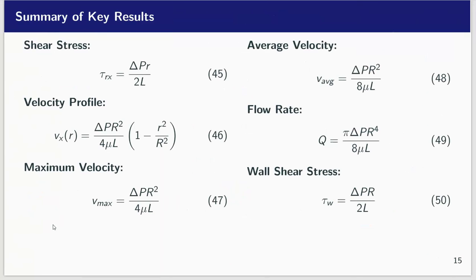Now a summary of the key results: shear stress tau_rx is del p r by 2l, velocity profile vx of r is del p R square by 4 mu l times (1 minus r square by capital R square), maximum velocity vmax is del p R square by 4 mu l, average velocity v average is del p R square by 8 mu l, flow rate Q is equal to pi del p R to the power 4 by 8 mu l, and wall shear stress tau_w is del p R by 2l. That's it. Thank you.